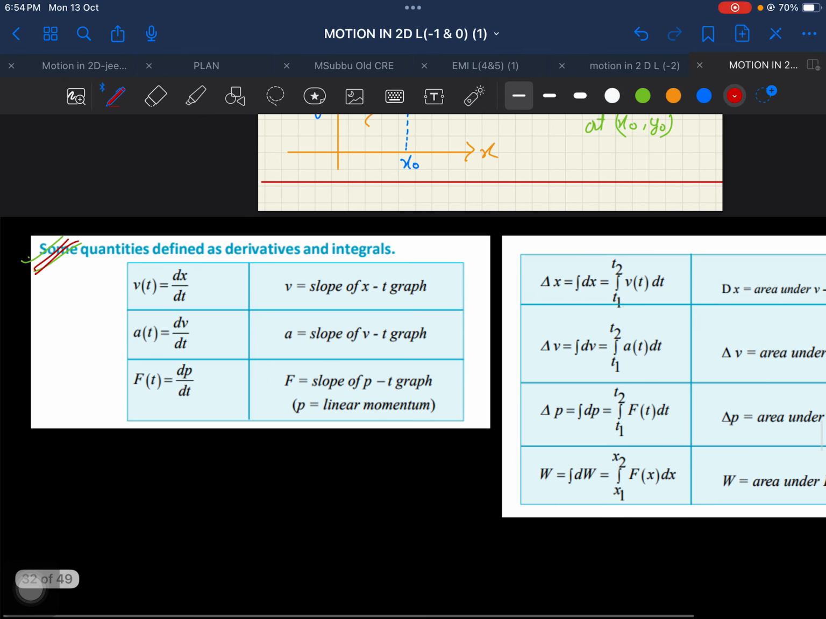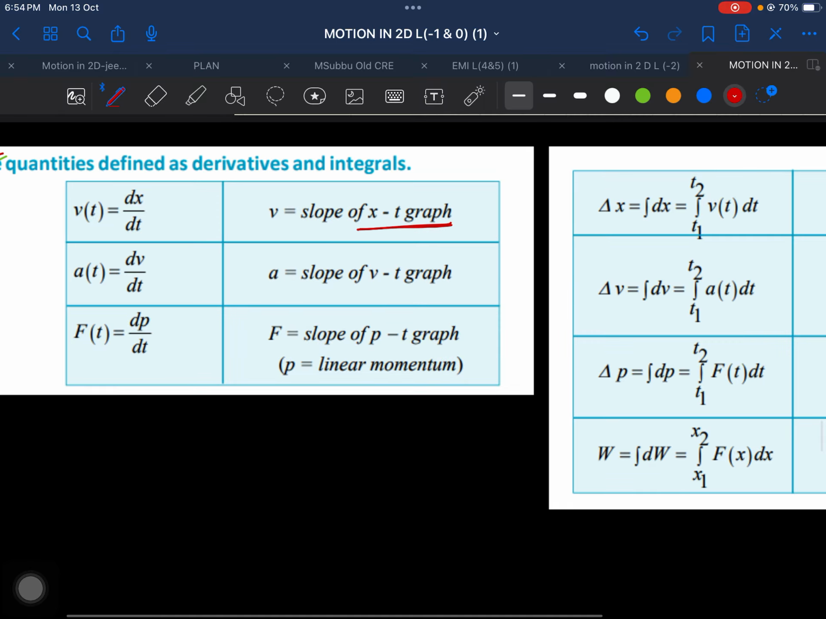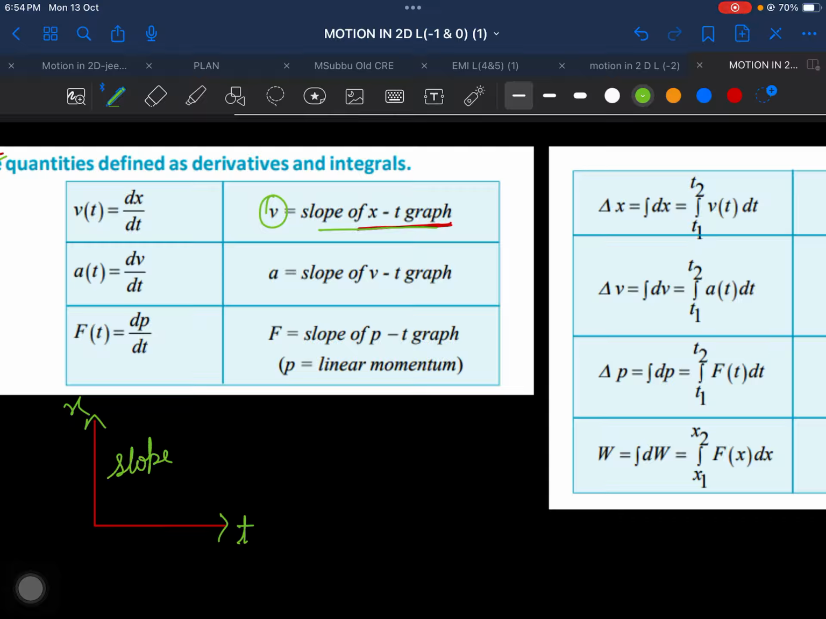So if you have an xt graph, now I am telling you some basic information that you have to learn, right? Suppose this is your xt curve, this is the y-axis, this is the x-axis, right? So on the y-axis you will have x, on the x-axis you will have time, then the slope of this xt graph will give you velocity, clear? Why? Because the slope of this xt graph is dx by dt.